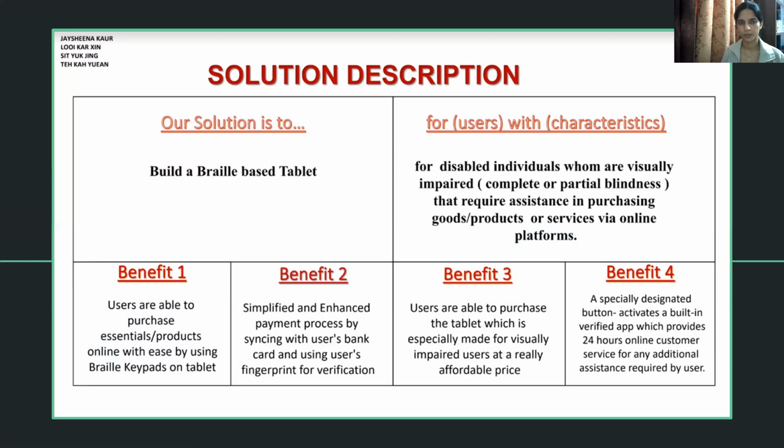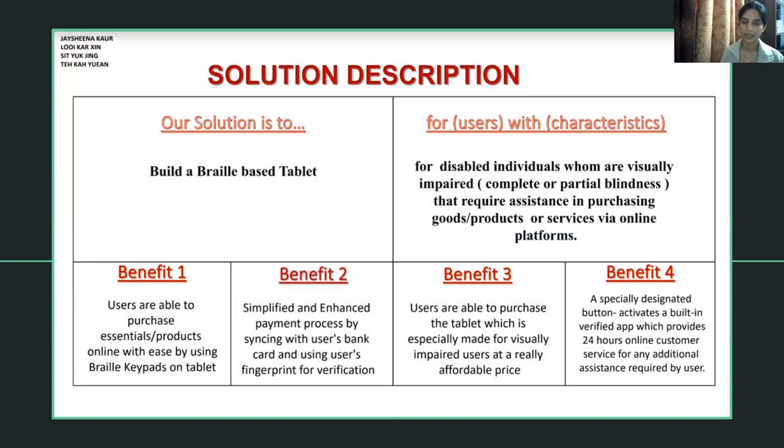So our solution description. Our solution is to build a Braille-based tablet for disabled users who are visually impaired, either completely or partially blind, that require assistance in purchasing goods or products via online platforms. Among the benefits of our solution, the first one is that users are able to purchase essential products online with ease by using the Braille keypads on the tablet. The simplified and enhanced payment process by syncing with the user's bank card and using the user's fingerprint for verification is the second benefit of our solution.